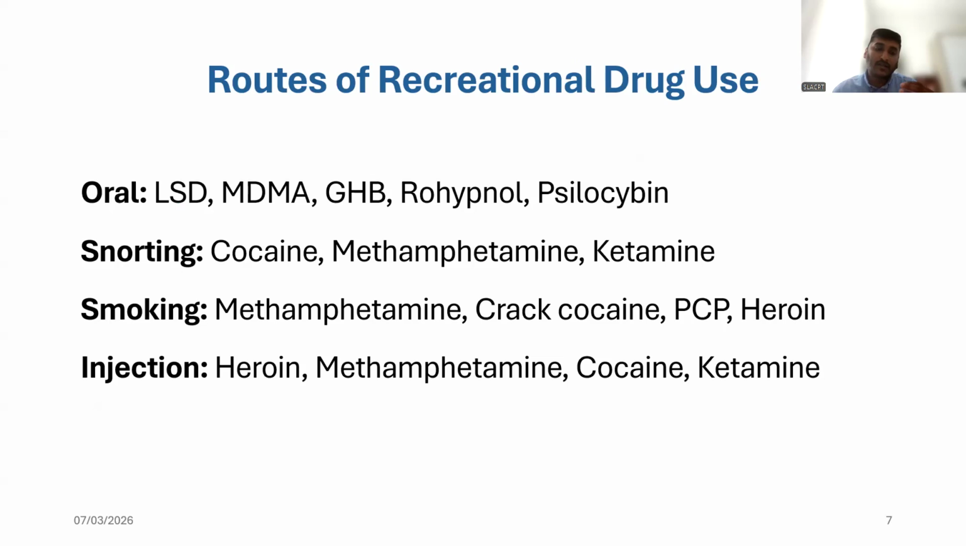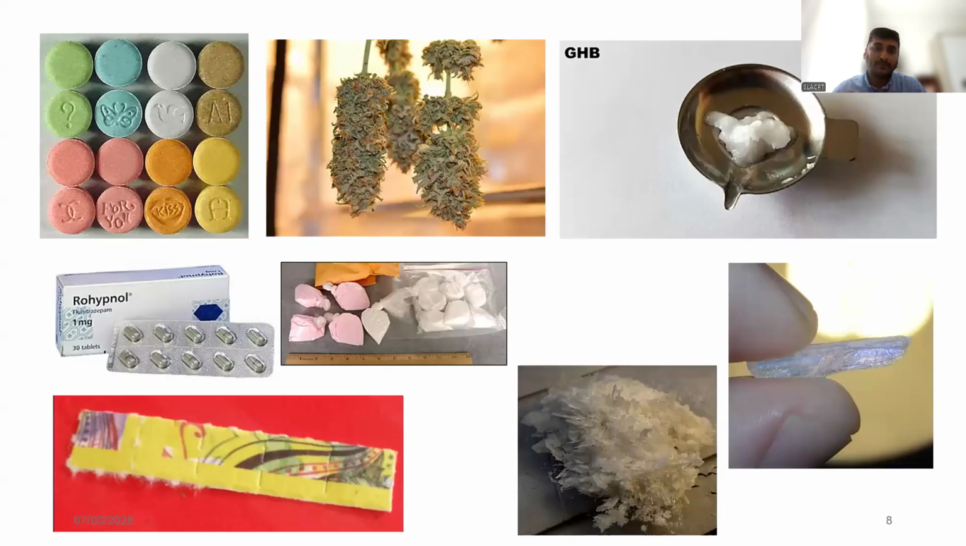So if you look at the routes of administration, in this you can see which drugs are used as oral forms, which drugs are snorted, smoked, or injected. So it's also important because if a patient comes with needle track marks, we should be vigilant about what drug this patient could have taken, because it is available as an injectable form.